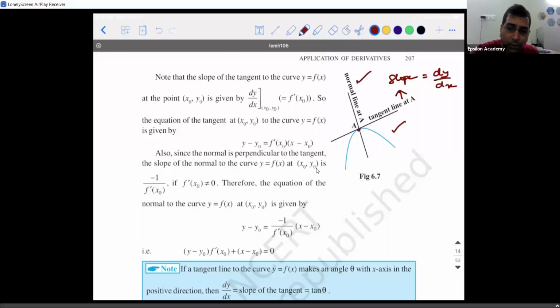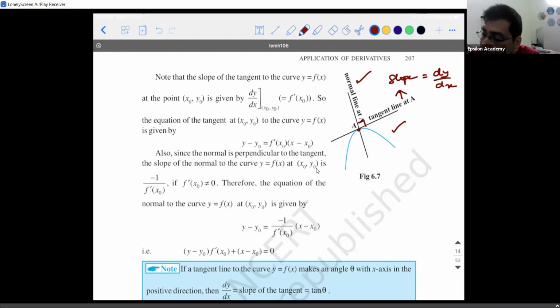Now what is normal at a point? What do you mean by normal? Normal is perpendicular. But as such, for a curve, you cannot define perpendicular because angles are measured only between lines, right? So when I say something is perpendicular to a curve, at that point, you need to draw a tangent. And if you're able to define a line which is perpendicular to the tangent, we call it as normal. So normal is basically a line which makes an angle 90 degrees with the tangent to a particular curve.